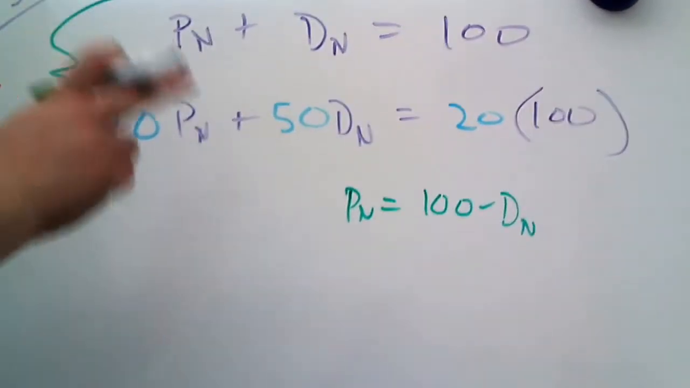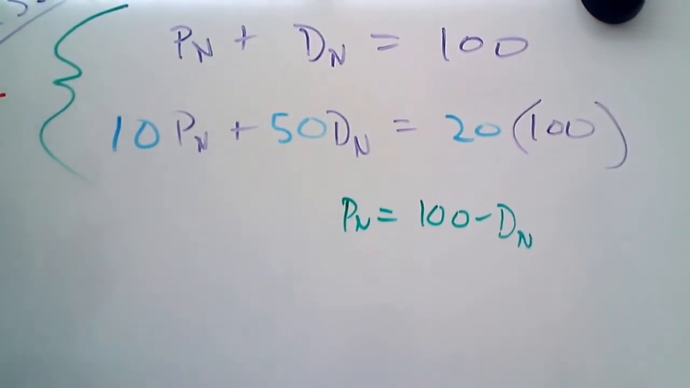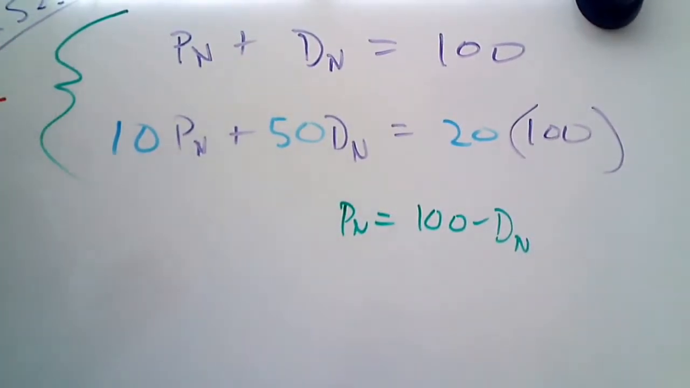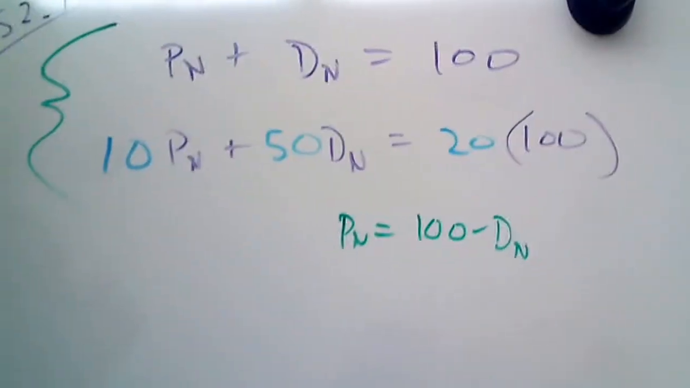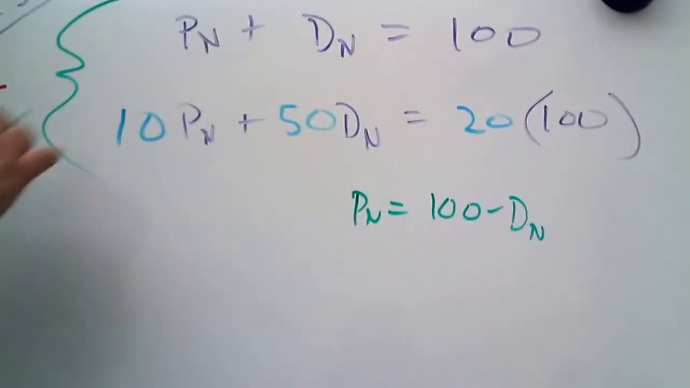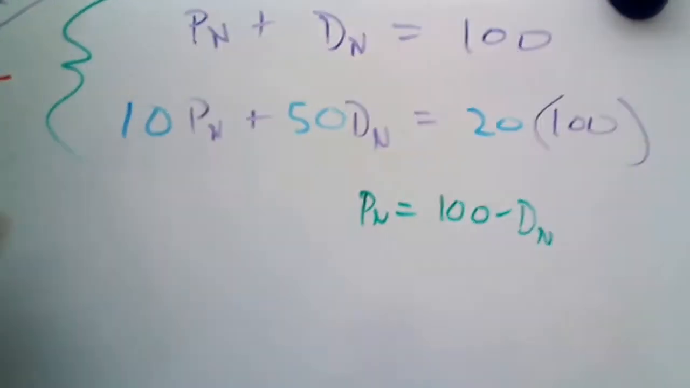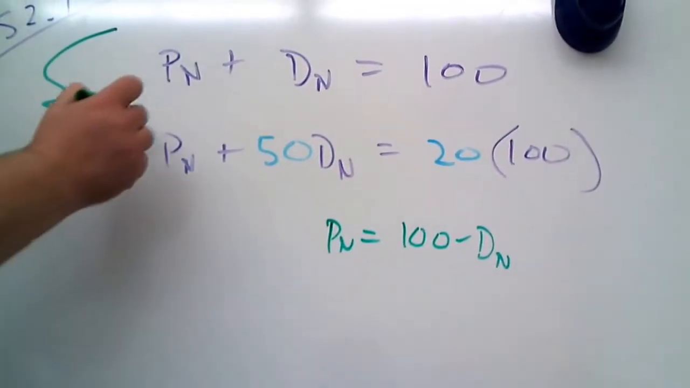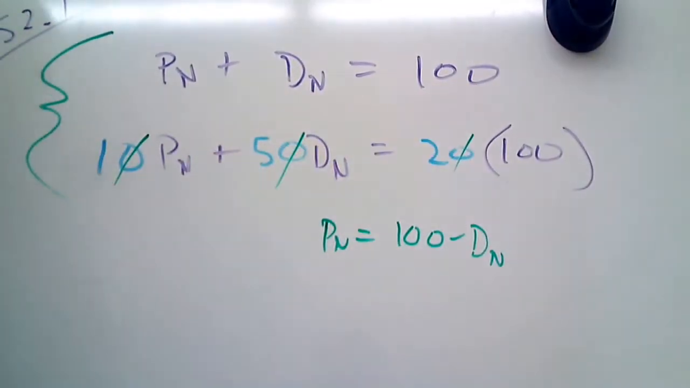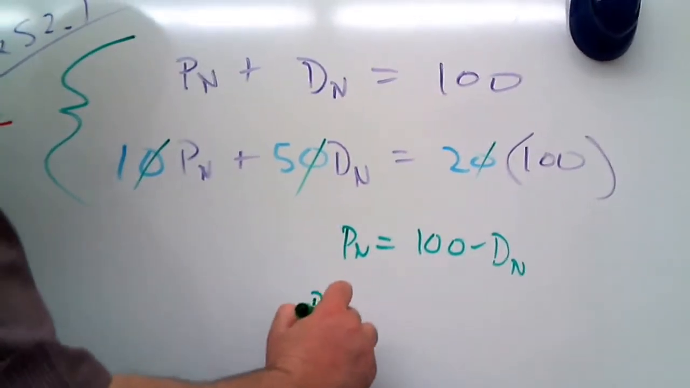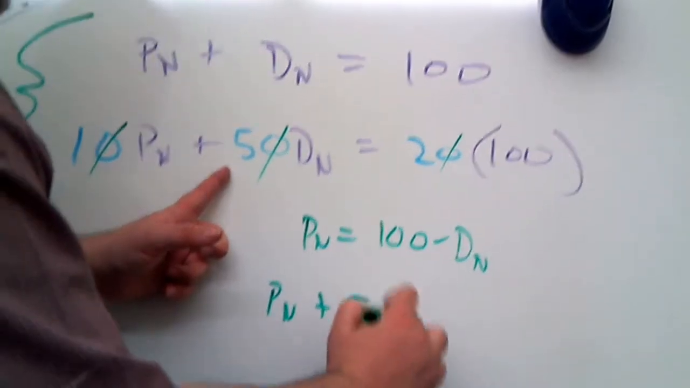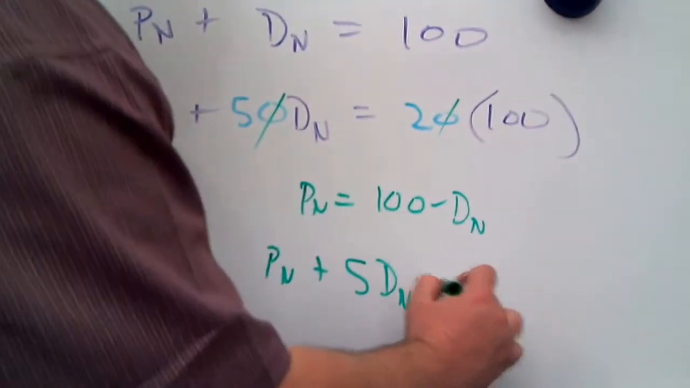Now, by the way, one thing that I like to do, hopefully this won't confuse you, but I like to make numbers smaller before I make them bigger. If I take all of this and I divide everything by 10, now what do I have? 1P, which is just P, plus 5D equals 2 times 100.